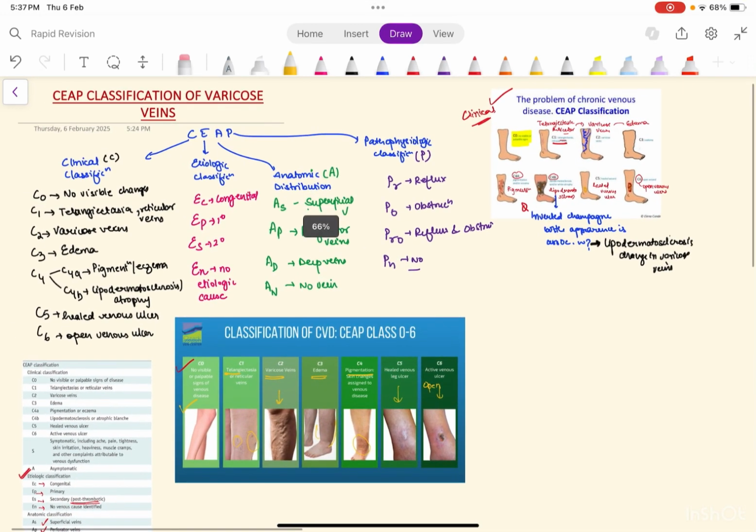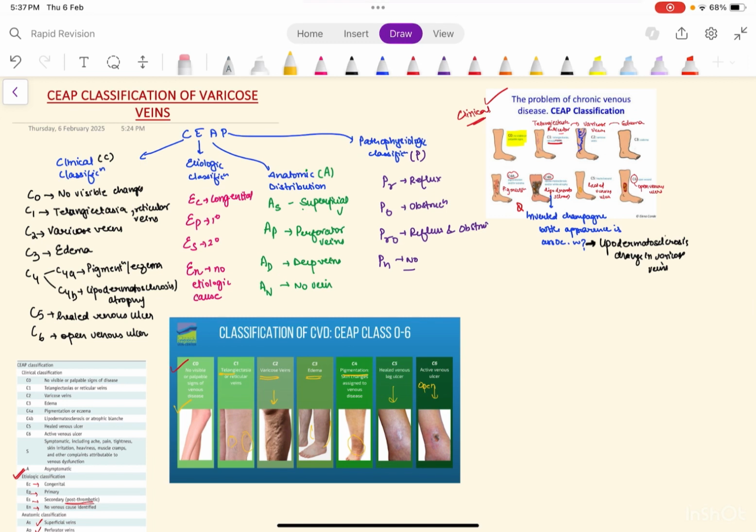All right, so this is the CEAP classification which is asked, and I hope I made it easier for you to understand.